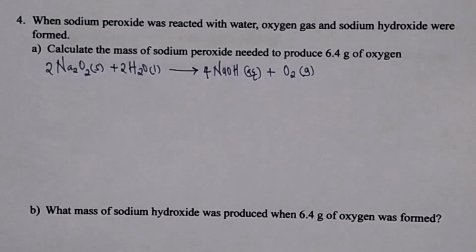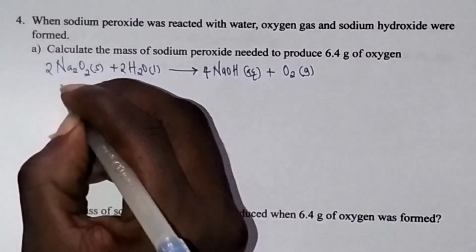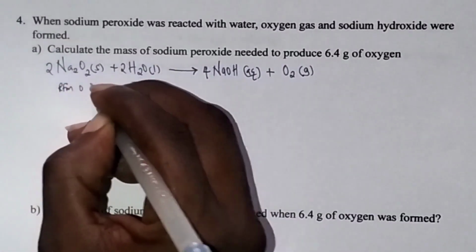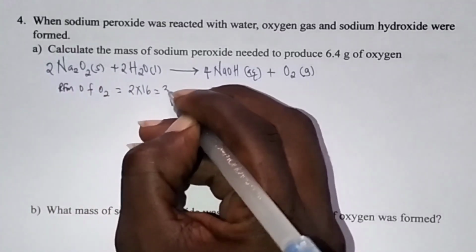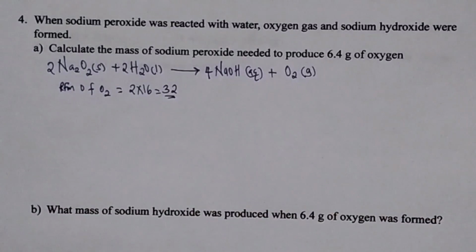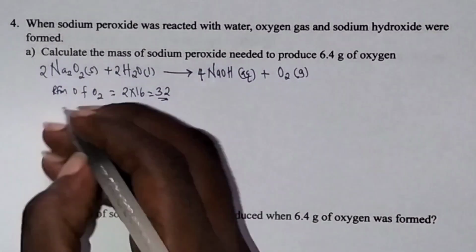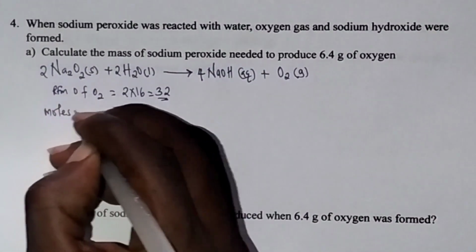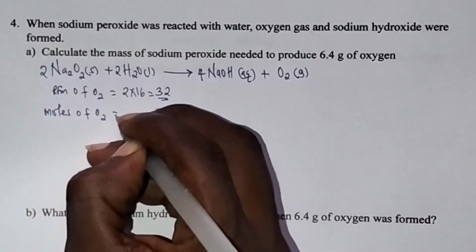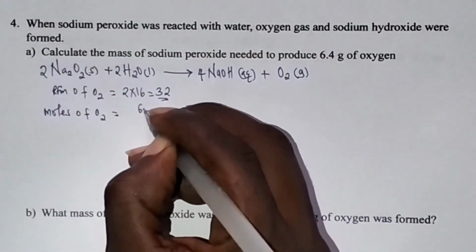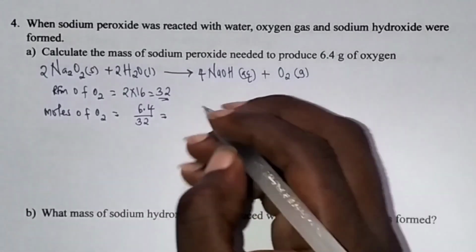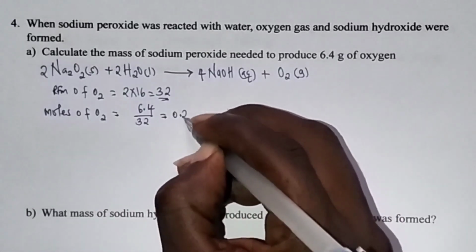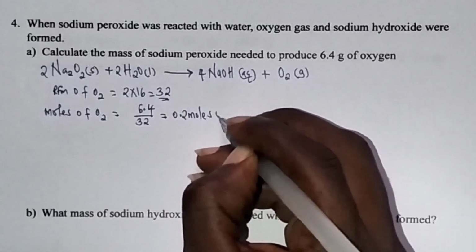So let's first of all get the RFM of oxygen gas. RFM of oxygen gas will be 2 times 16, that will be 32. Then next get the number of moles of oxygen gas. So moles of oxygen gas will be equal to mass of oxygen, 6.4 divided by 32. So here we are going to get 0.2 moles of oxygen gas.